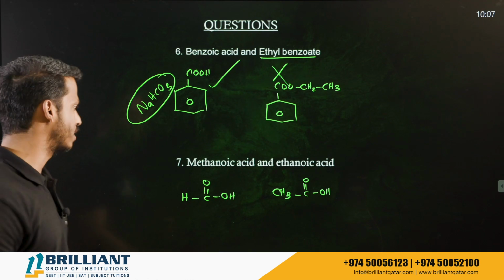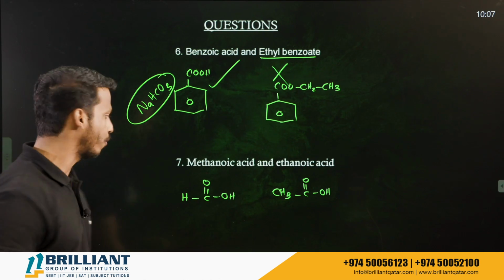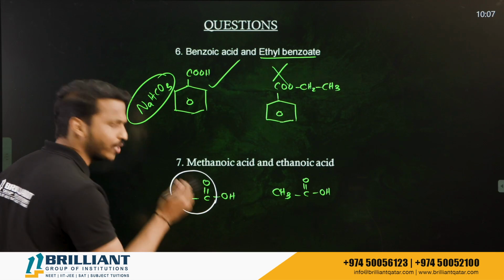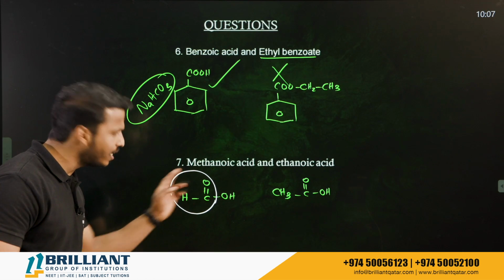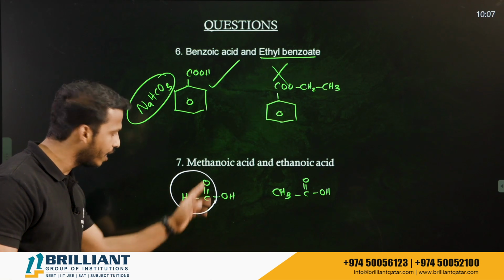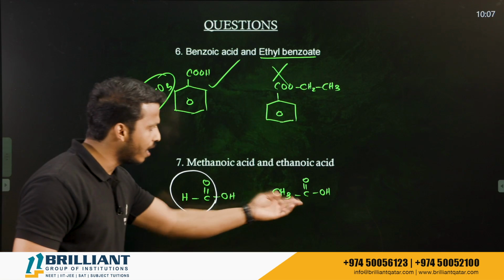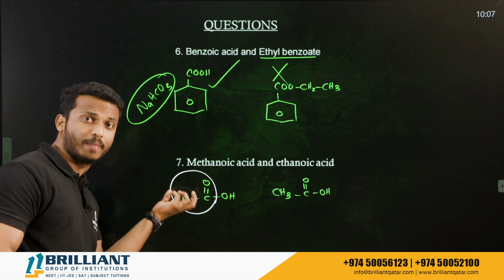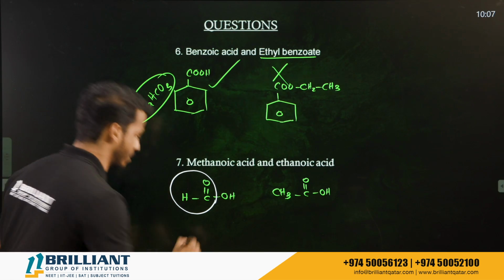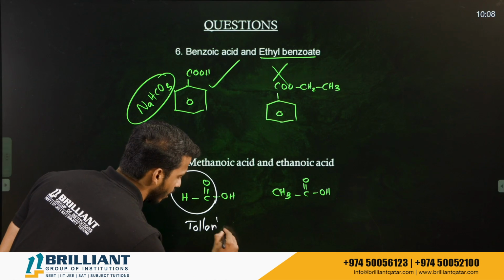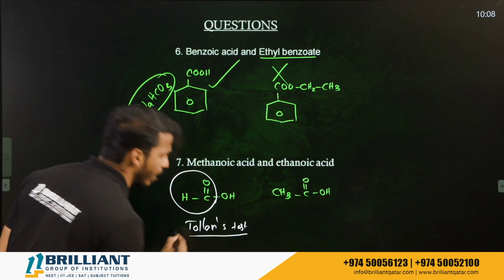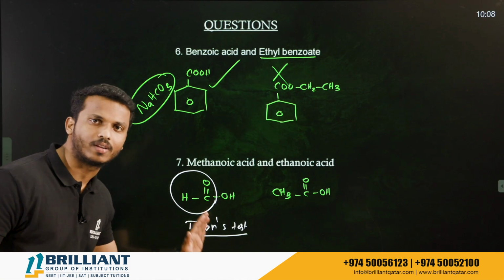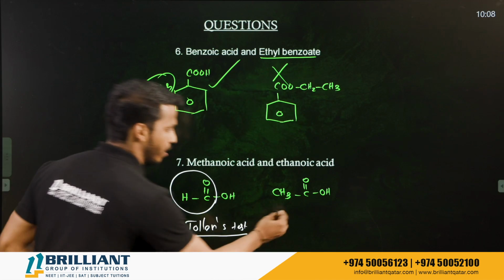There is a special case here, all of you. In methanoic acid, it's an acid, but can you see there is an aldehyde part also? Can you see the CHO? That is an aldehyde group. Since an aldehyde group is present in methanoic acid, it can give Tollens test. Special case, all of you. Actually, Tollens test is given only by aldehydes, but methanoic acid has an aldehyde part, so it gives Tollens test, while ethanoic acid won't.